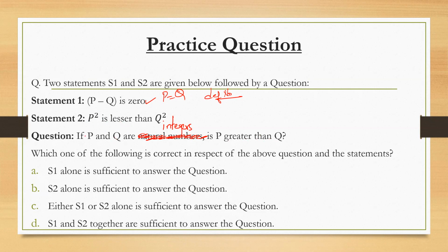Compared to the previous question, when I say P and Q are integers, what happens to P square and Q square? Why did you say that statement 2 does not answer your question? What is the logic here? What was the logic?